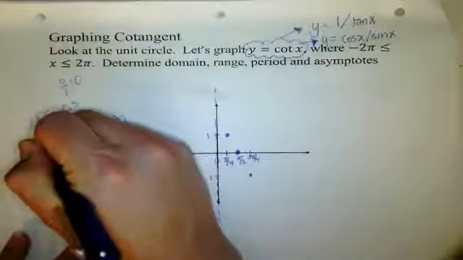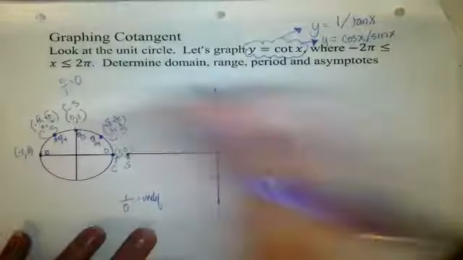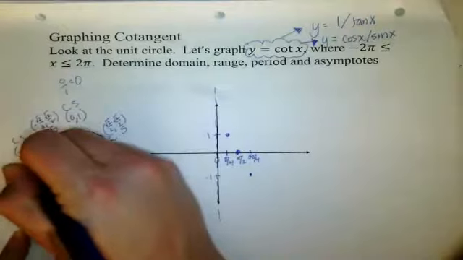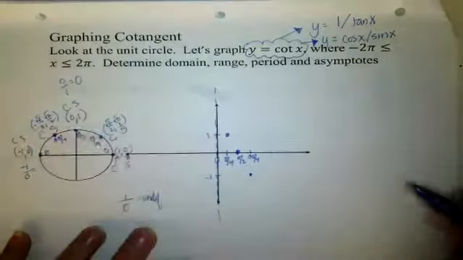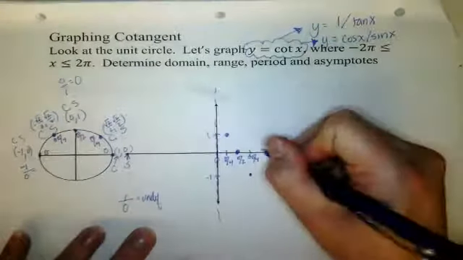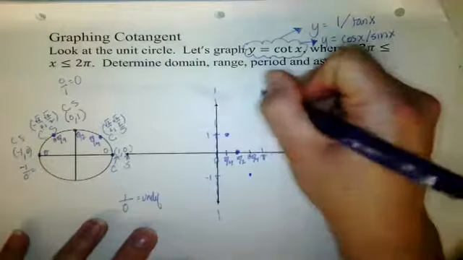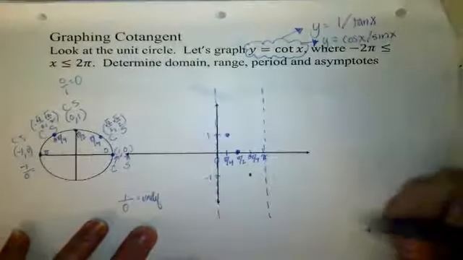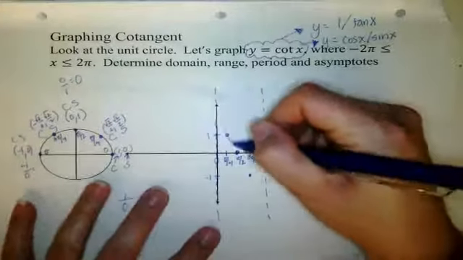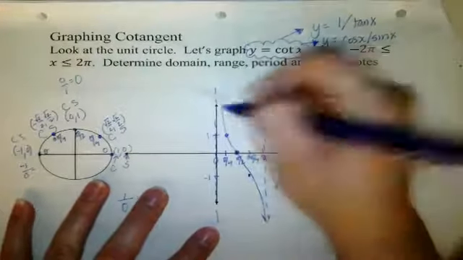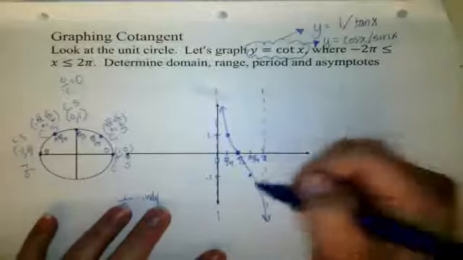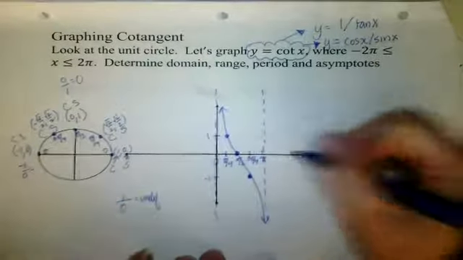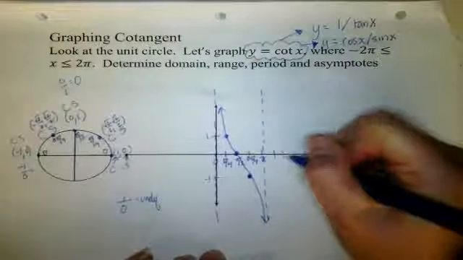What happens at pi? That'd be cosine over sine. So negative 1 over 0 is undefined. So at pi radians, we get undefined. So there's another vertical asymptote. So this is the cotangent graph. This cotangent graph is a decreasing function going downhill from left to right.